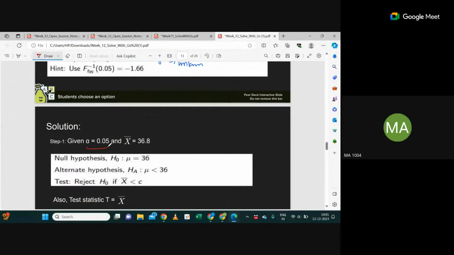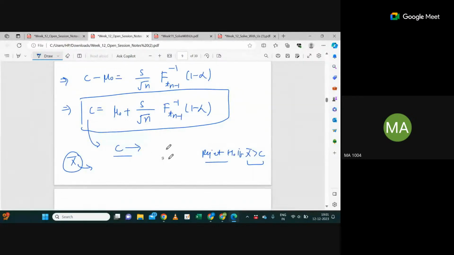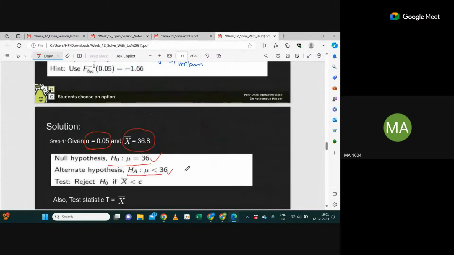So alpha is given to us as 5%, and x bar is 36.8. Now, what is the null hypothesis? mu is 36, and alternative is less than 36. Earlier I took one example of an alternative, mu is greater than mu naught. Then I defined my test. If I have mu greater than mu naught, for any specific value, then I will reject H naught if x bar is greater than c, right?